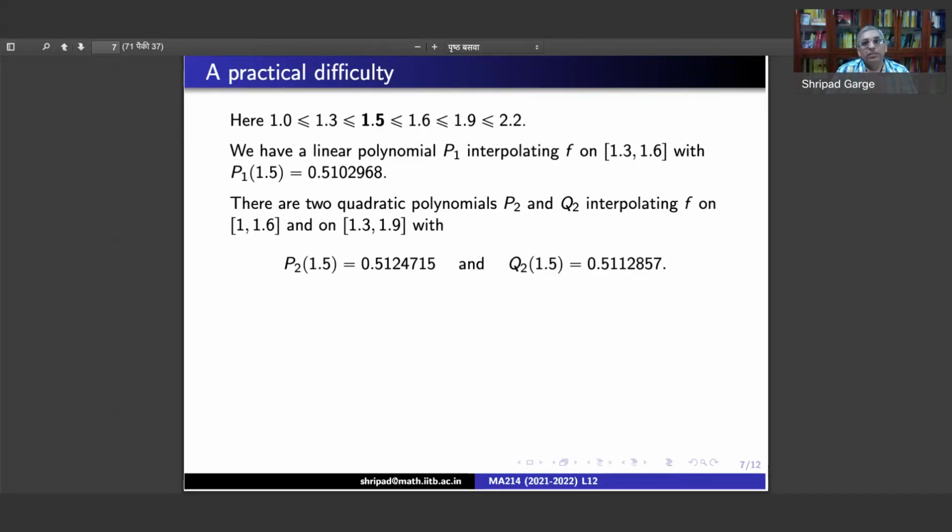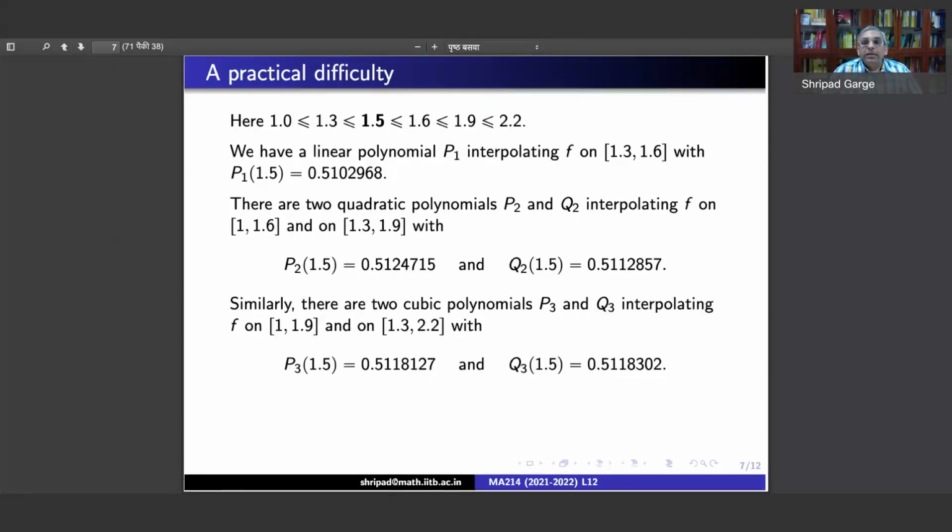If you were looking at 3-degree polynomials, then we need 4 data points, 4 nodes. And once again, there are two possibilities, which are 1, 1.3, 1.6, 1.9, and 1.3, 1.6, 1.9, 2.2. So there are 2 cubic polynomials, once again, P3 and Q3, interpolating our function, or let's say our data, on these two intervals, and their values are given below. So we see that P3 and Q3, the values are quite close to each other. If you see starting from Q2 to P3, Q3, the values are remaining the same for the first 3 digits, 0.511. But for P3, it is 0.5118. So these two are the same even for the first 4 digits after the decimal point.